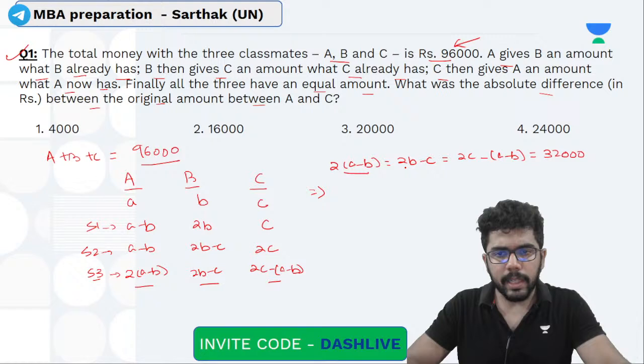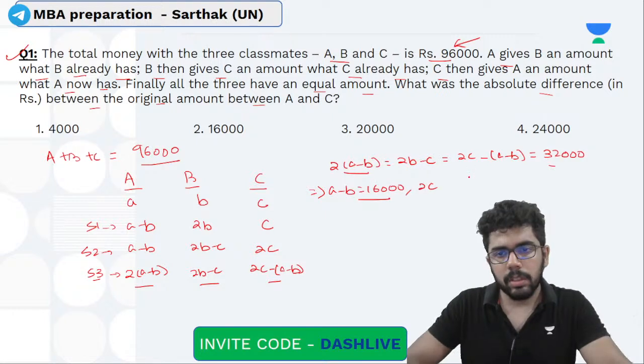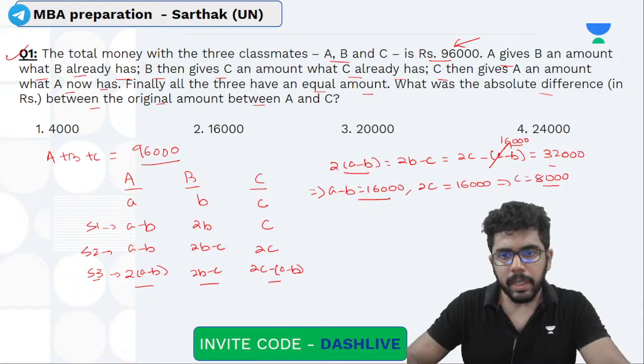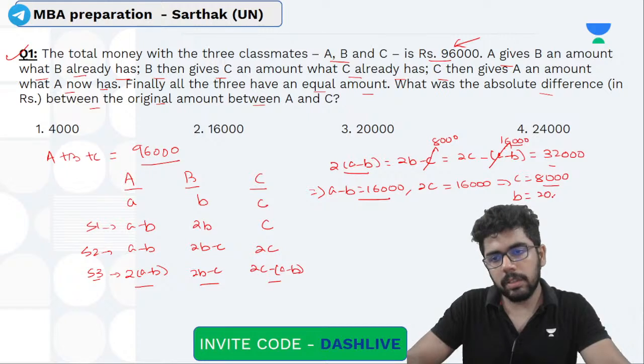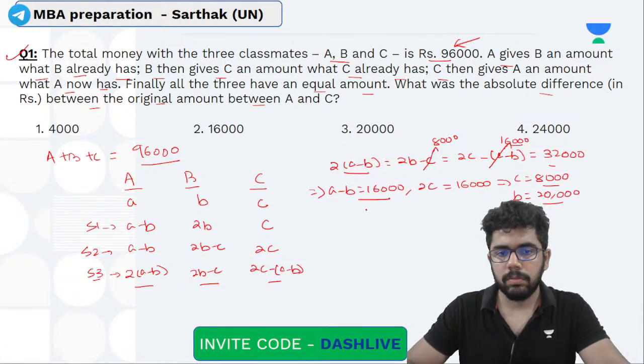If twice of A minus B is 32,000, I hope everyone is following this. A minus B यहाँ पे आ जाता है 16,000 and तुम 16,000 यहाँ पे पुट करोगे. In place of A minus B if you put 16,000, so I get 2C is another 16,000, which gives us C as 8,000. And if C is 8,000, 2B minus C में यहाँ पे अगर तुम 8,000 पुट करोगे, 2 into B minus C is 32,000. So 2 into B will be 40,000, which gives us B as 20,000. समझ रहे हो?